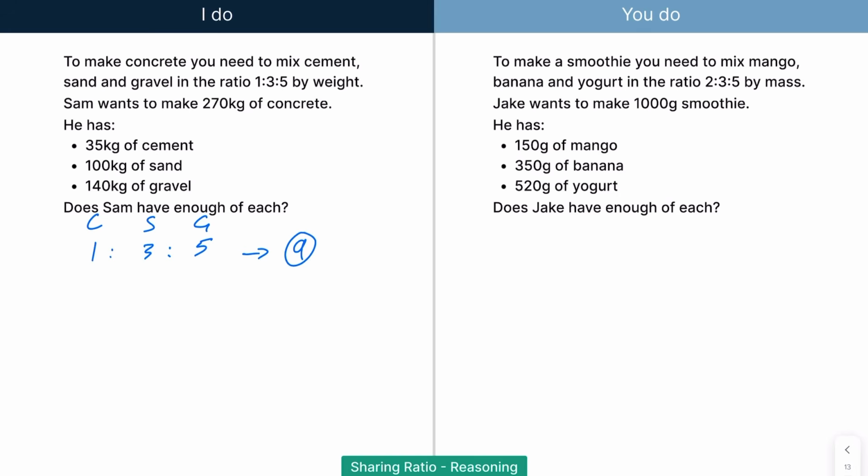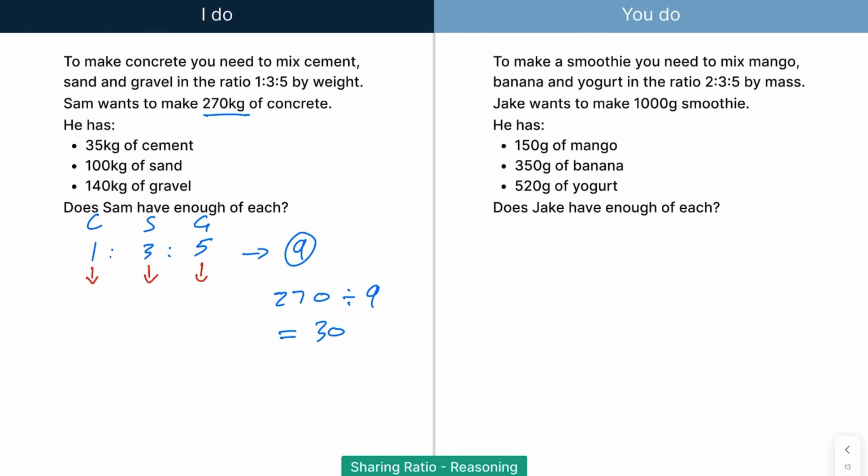Well, what is one part worth? We know he wants to make a total of 270. So if you split 270 into one part, that'll be 30 kg each. So how much cement do we need? And all we now need to do is multiply this by, and this by 30, and we'll get our values.